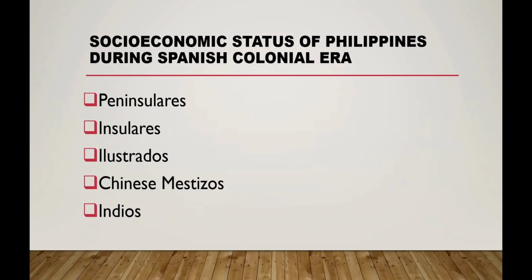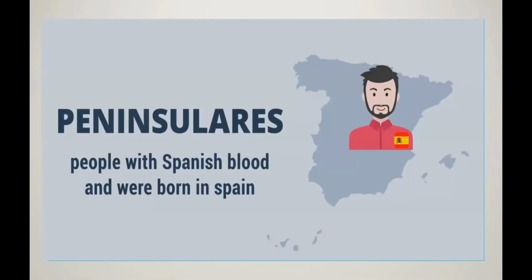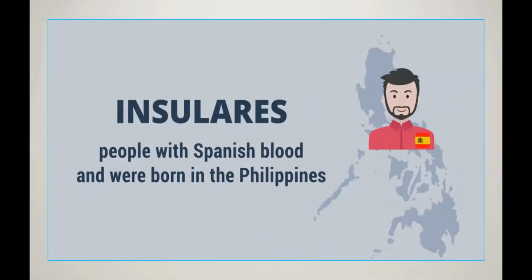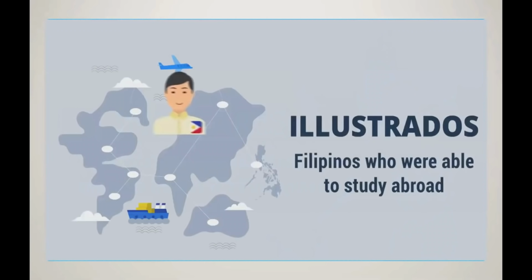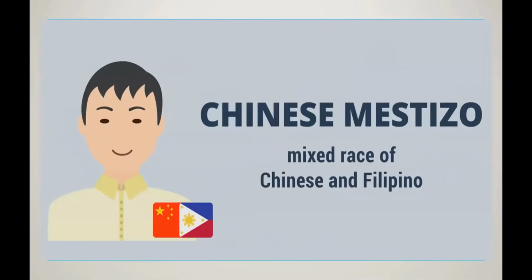So we have here the socioeconomic status of the Philippines during the Spanish colonial era. It was arranged from the highest to the lowest. So we have Peninsulares, Insulares, Ilustrados, Chinese Mestizos, and Indios. Now, when we say Peninsulares, we are talking about those people with Spanish blood who were born in Spain, while Insulares are people with Spanish blood who were born in the Philippines. And Ilustrados are those Filipinos who were able to study abroad, like Jose Rizal.